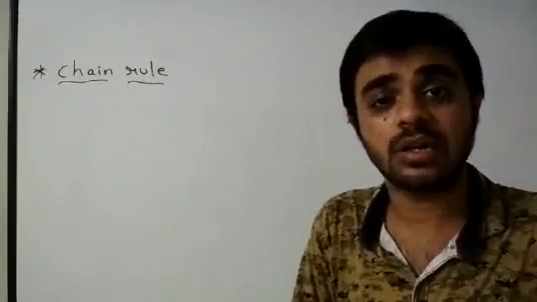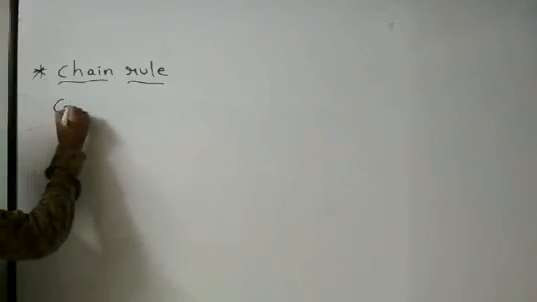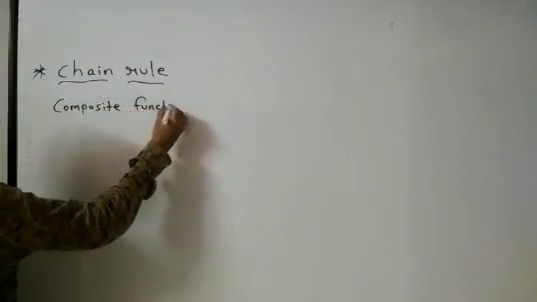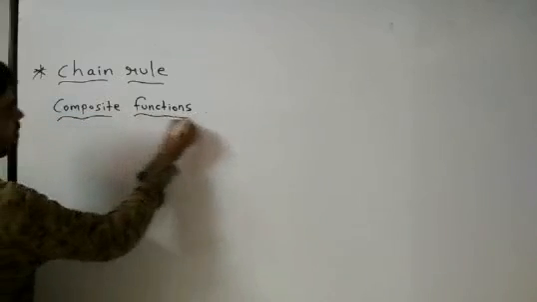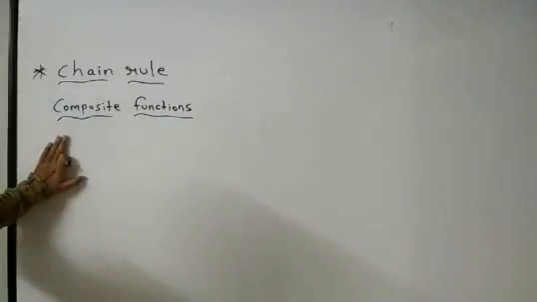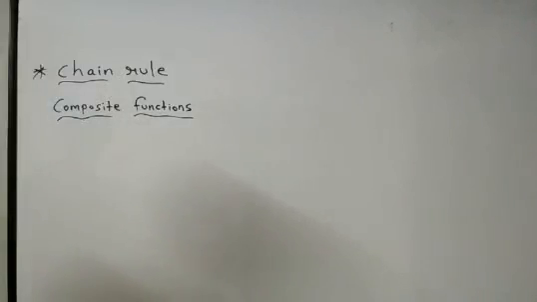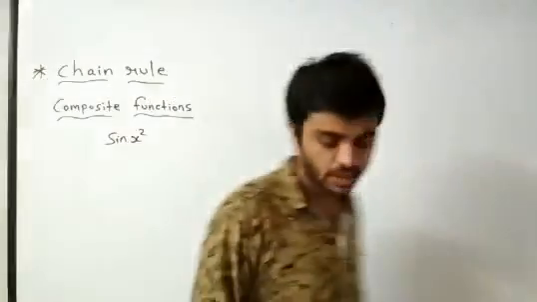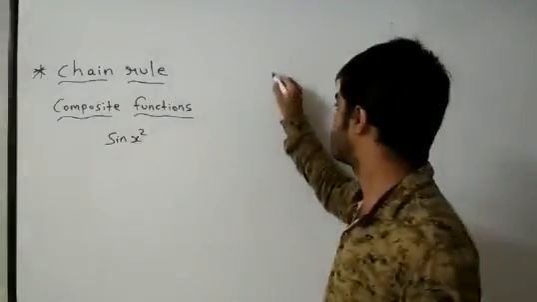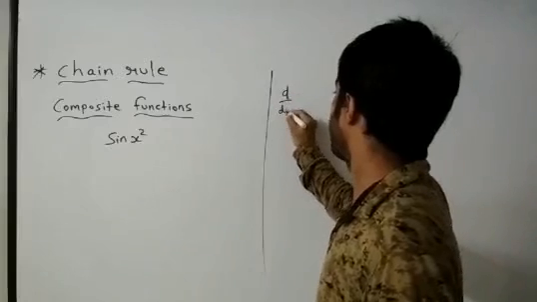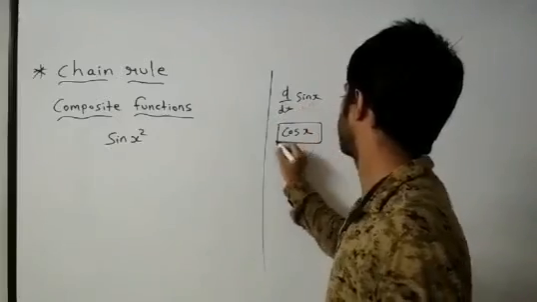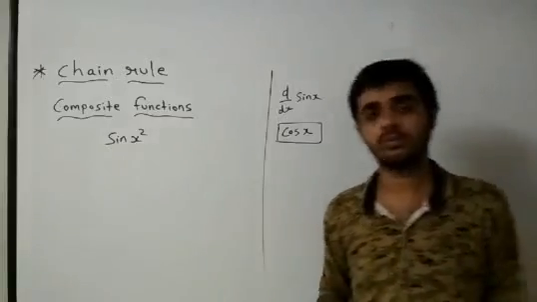So it is used for composite functions. Composite functions, for example, sin x square. ठीक है? Now everyone knows the derivative of sin x. Derivative of sin x, that is cos x. This everyone knows, right? Very good.